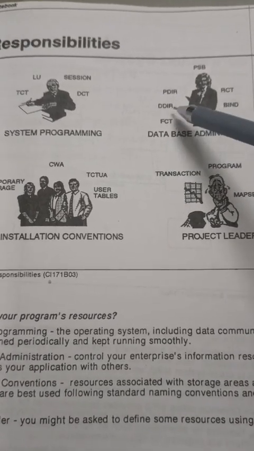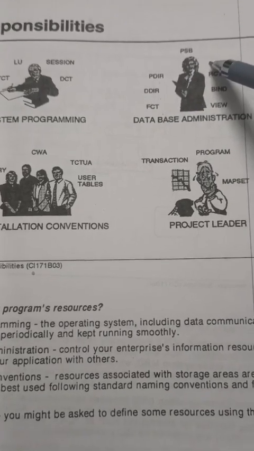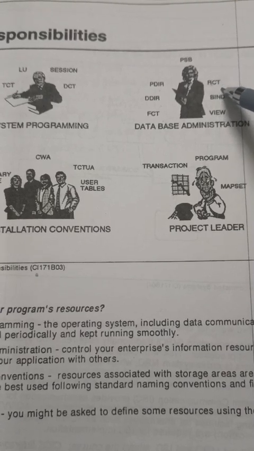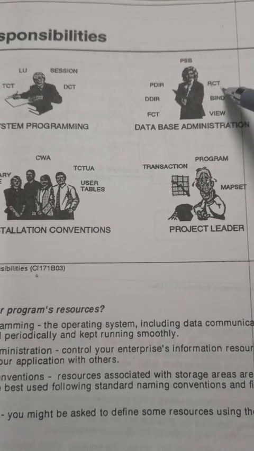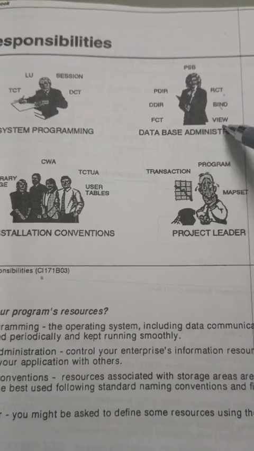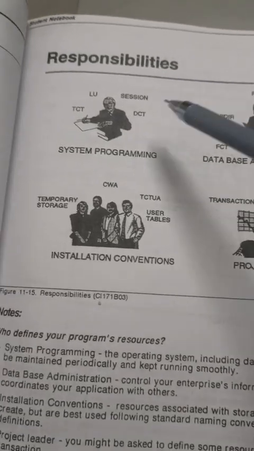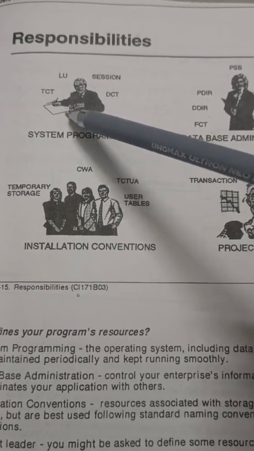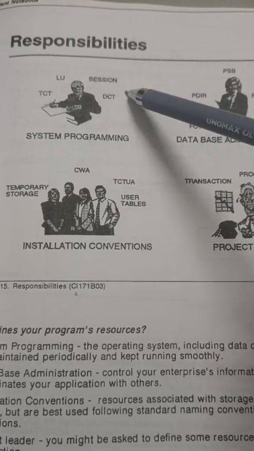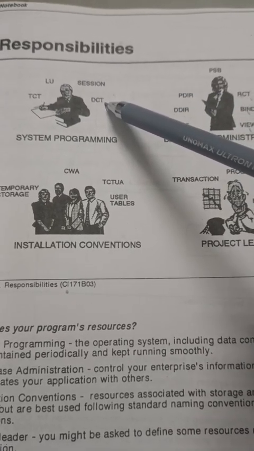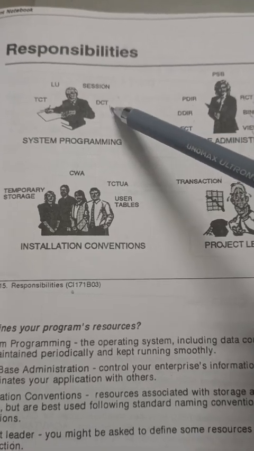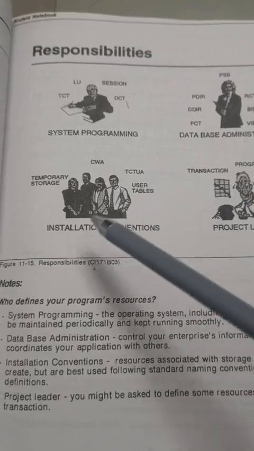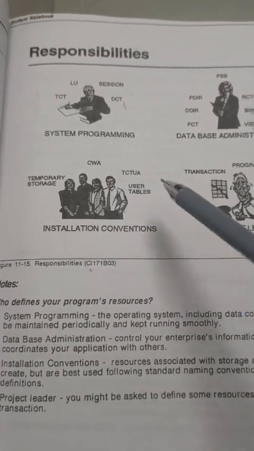The database administrator handles the file control table, DDIR, PDIR and PSB. The PSB you get in IMS DB, and in the RCT table you define the map name; the bind you will do, and he can also create the view. The system programmer handles the terminal control table, where all terminals, logical units and sessions are defined, and he can do the DCT table. He will define the 4-character destination ID for the TSQs. These are the responsibilities, and he will also do the installation and conversion.